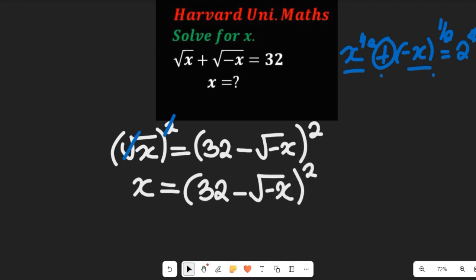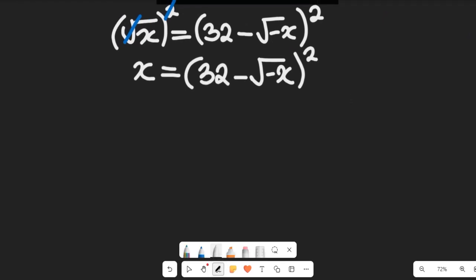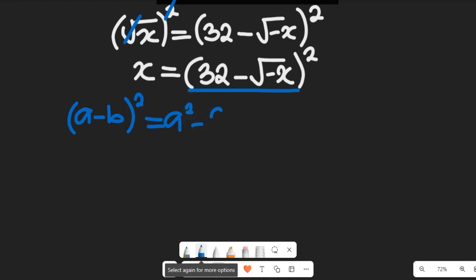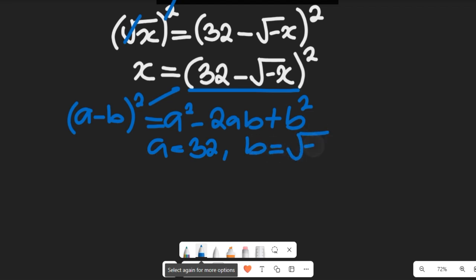Great. Now in the next step, I want to consider this right hand side as an algebraic expression. Can you recall this algebraic expression? (a minus b) squared, right? This will be equal to a squared minus 2ab plus b squared, right? Good. So if this is the same as this, I can have my a equal to 32, and I can also have my b equal to the square root of negative x.